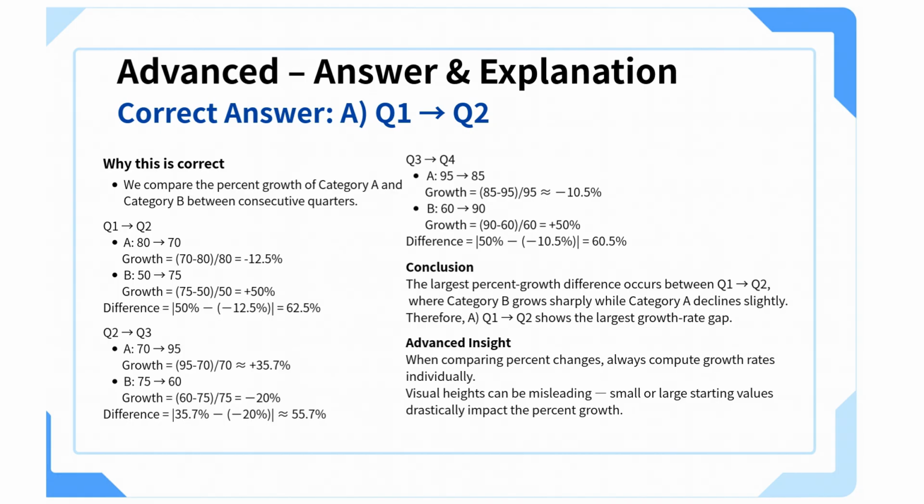Now compare the other intervals. From Q2 to Q3, both categories move in opposite directions again, but the difference between their growth rates is smaller. From Q3 to Q4, Category B increases strongly, while Category A declines slightly, but again, the gap is smaller than in Q1 to Q2. So the largest difference in percent growth occurs from Q1 to Q2.